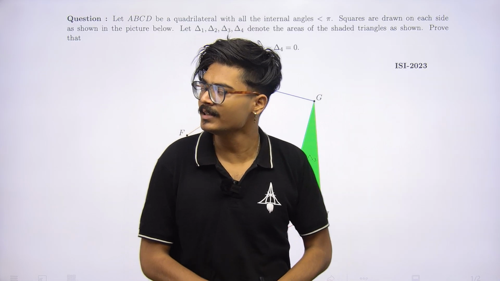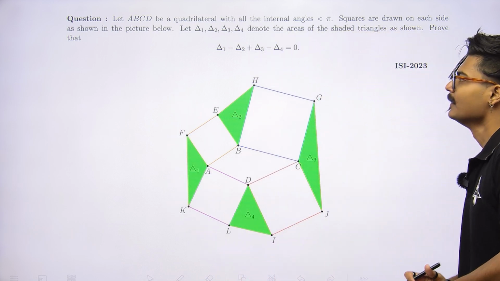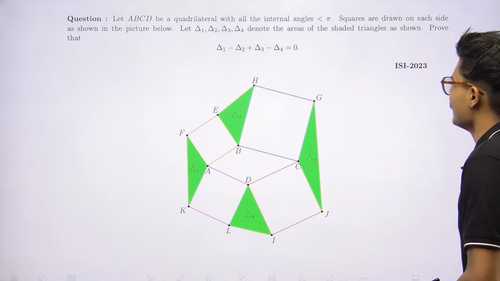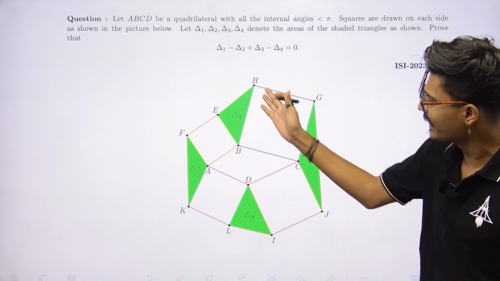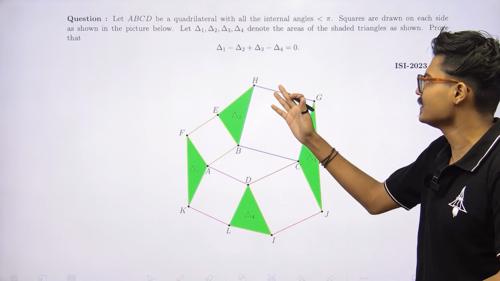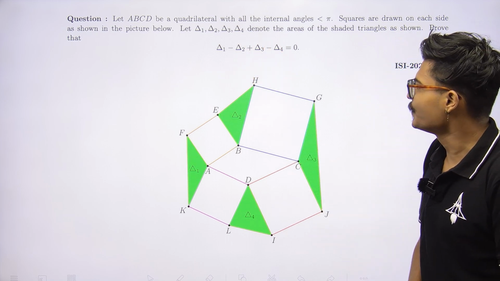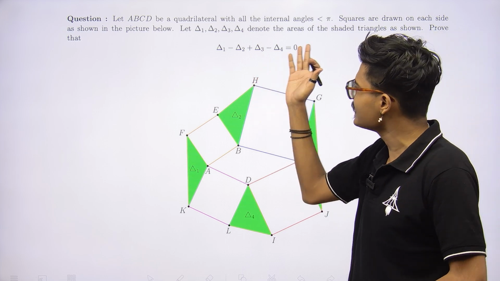These are my achievements, and in this video we're going to talk about this problem from ISI 2023. In this question you have a quadrilateral ABCD whose internal angles are all less than pi. You draw squares on each of the sides as shown in the figure below, and you create these triangles, and the areas of these triangles are delta 1, delta 2, delta 3 and delta 4, and you have to prove that delta 1 minus delta 2 plus delta 3 minus delta 4 is equal to 0.